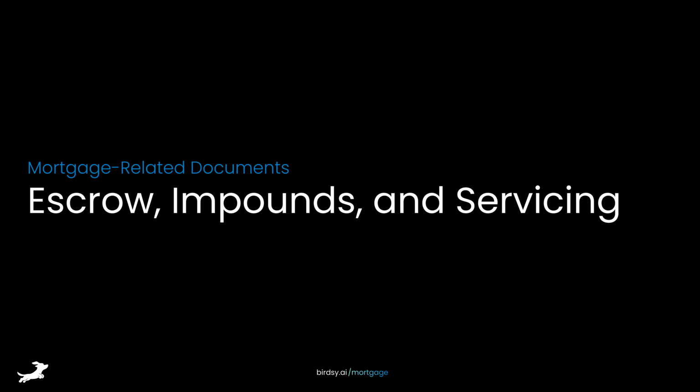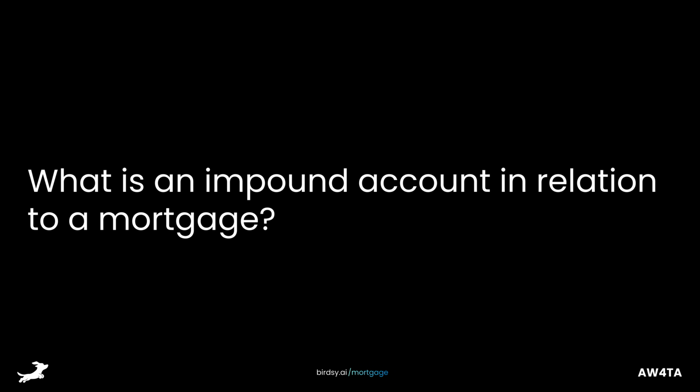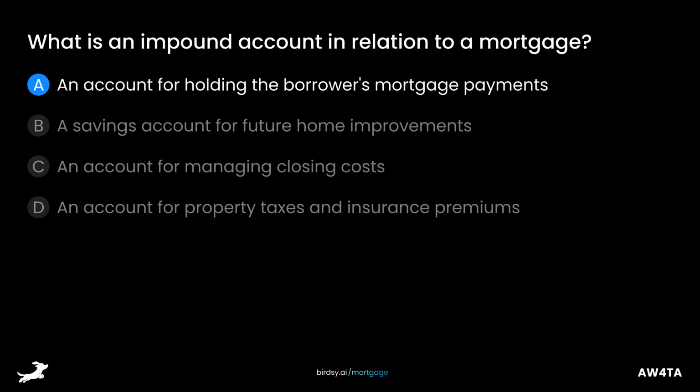Escrow, impounds, and servicing. What is an impound account in relation to a mortgage? Is it A, an account for holding the borrower's mortgage payments? B, a savings account for future home improvements? C, an account for managing closing costs? Or D, an account for property taxes and insurance premiums? The answer is D, an account for property taxes and insurance premiums.